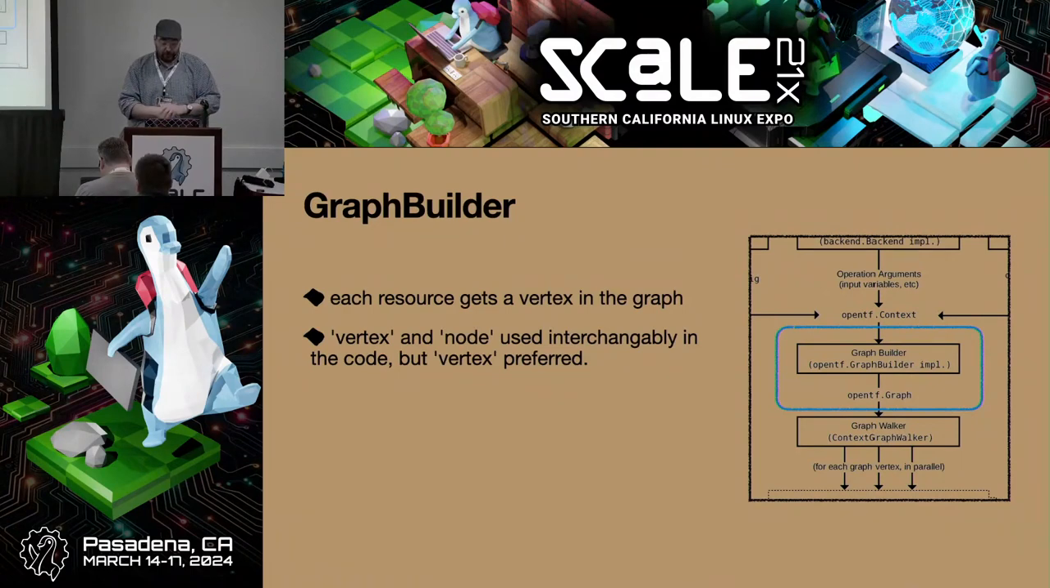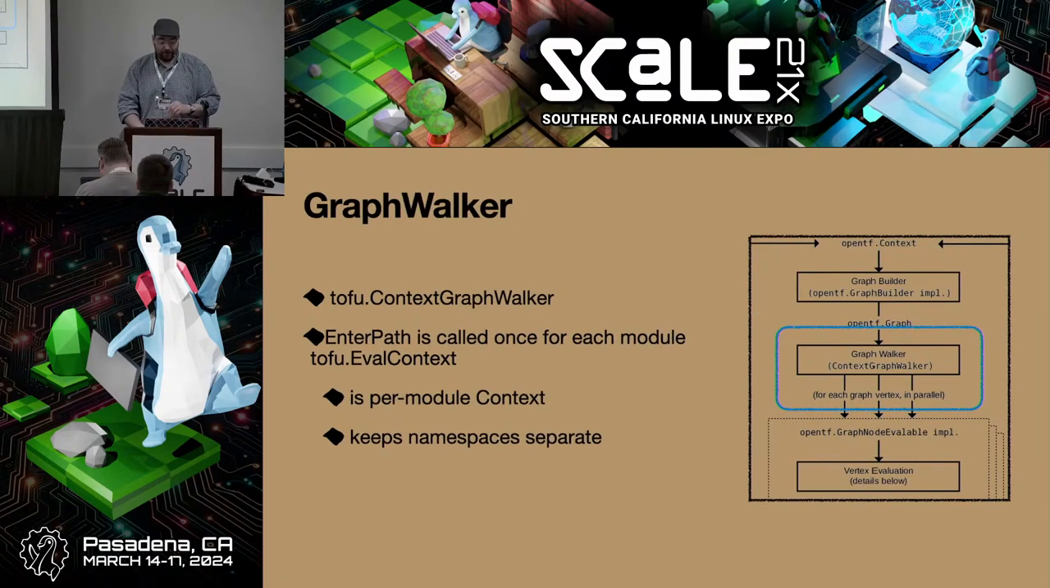Our config files are loaded. Each of them basically assigns a resource to a vertex. Be careful reading the code. You will see vertex and node used interchangeably. Vertex is preferred, but I didn't actually do a count of how often each term is used. But then context kicks off graph walker, which then starts navigating through that graph.